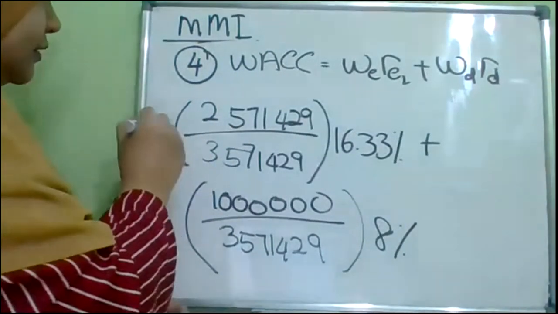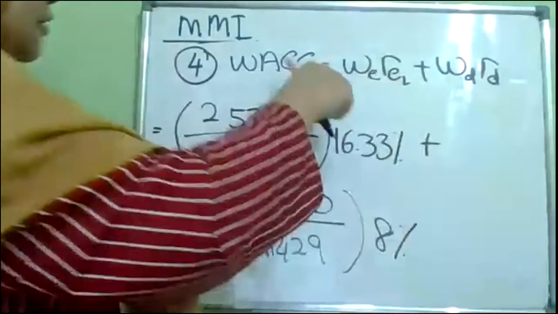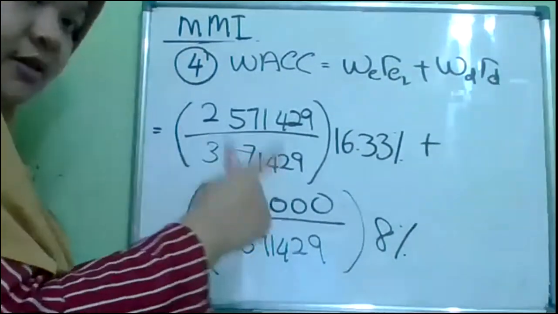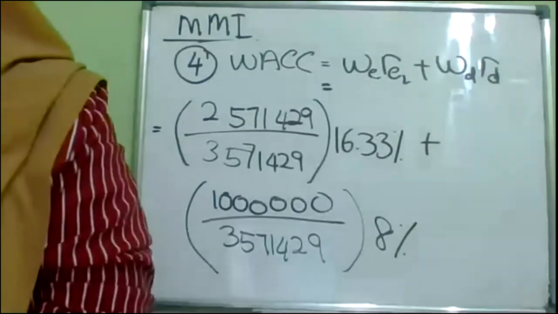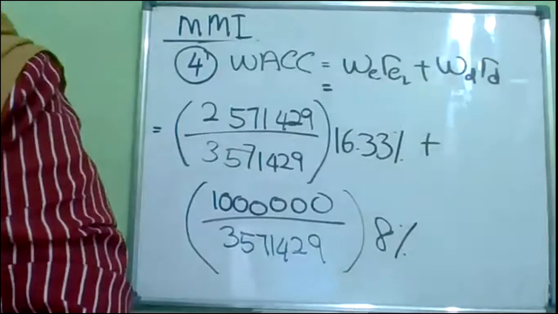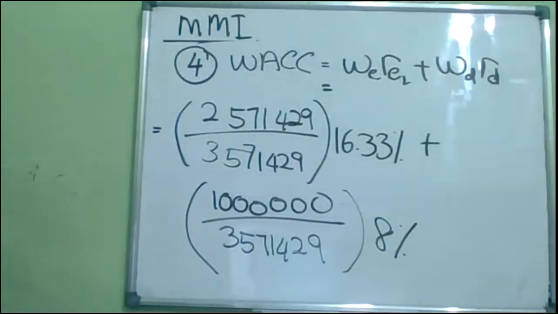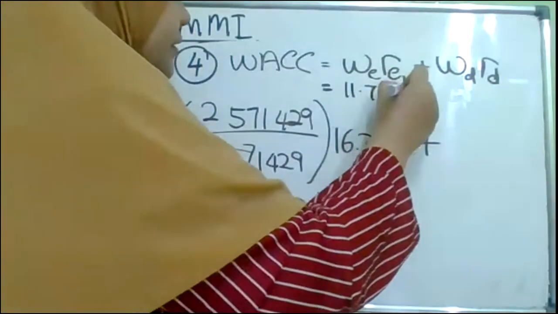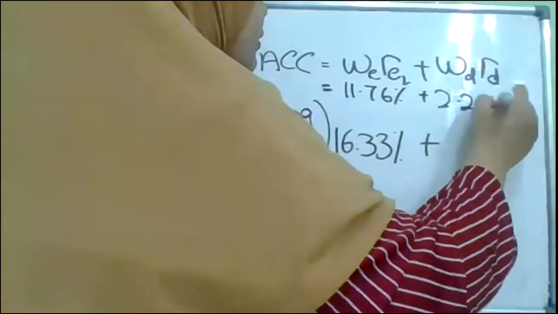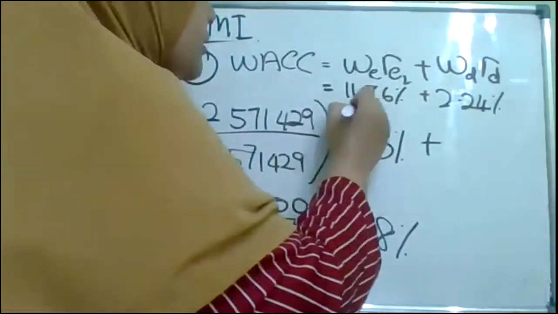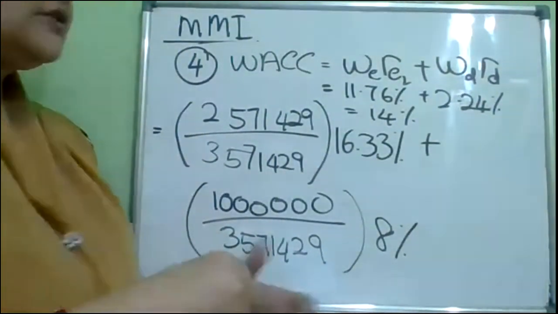So from here, this is the formula. This is how you are going to construct the amount needed. So the answer is 11.76%. The answer that you get is already in percent, plus 2.24%. The answer is 14%. Okay, so the answer is 14%.